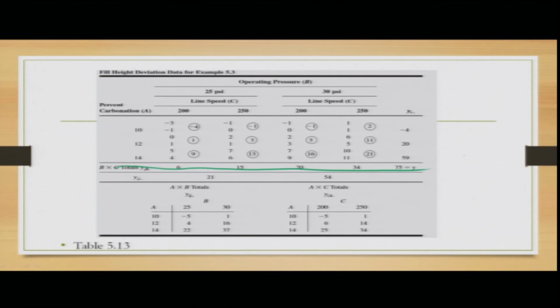Similarly, for combinations of A with B and A with C, the values are given. So, the A and B values: A is 10, 12, 14, B values are 25, 30. Then the A, C combinations are given: A values are 10, 12, 14 and C values are 200 and 250.